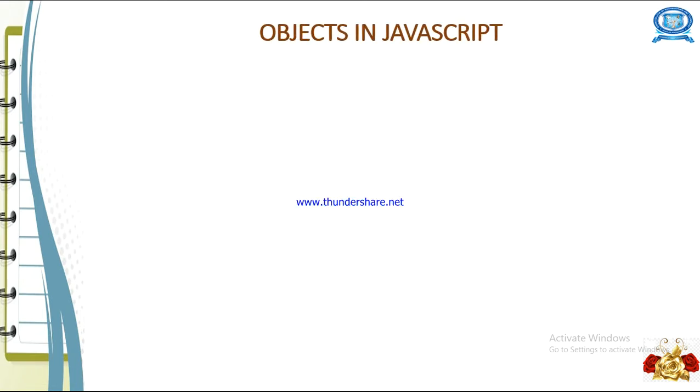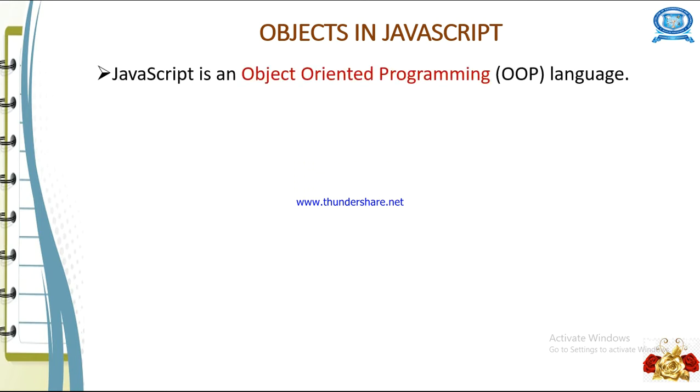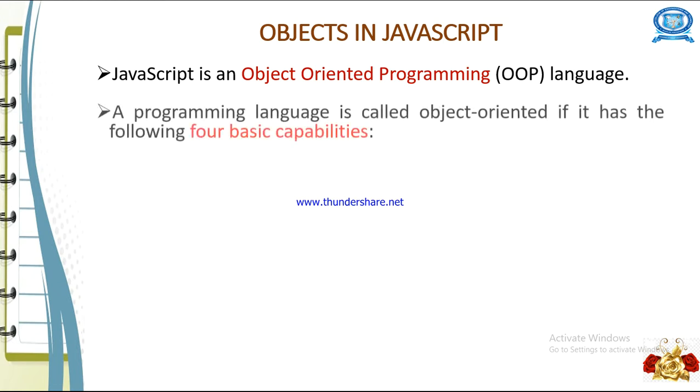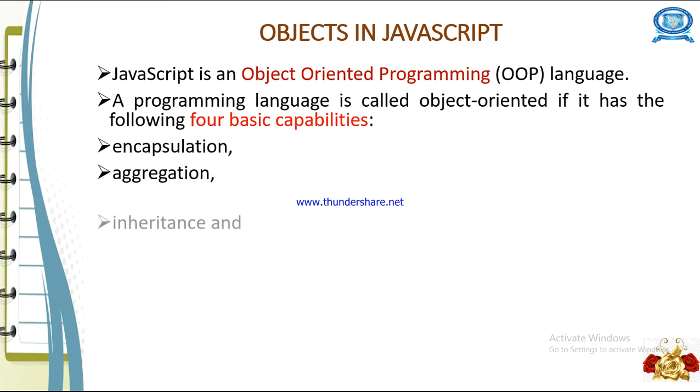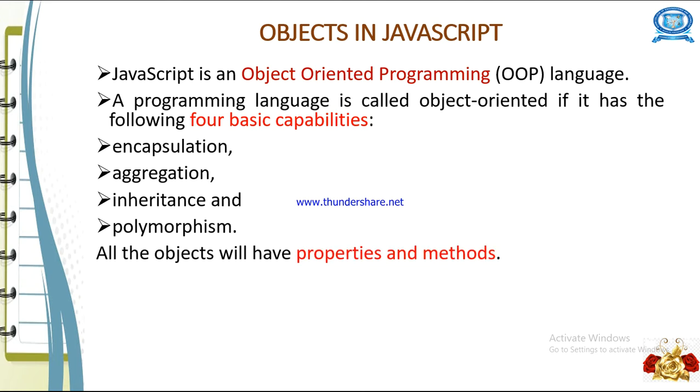So next, what is an object in JavaScript? Basically, JavaScript is an OOPS concept, an object-oriented programming concept. It is called object-oriented if it has the following four basic capabilities. All of you have heard about the object-oriented concept: encapsulation, aggregation, inheritance, polymorphism, etc. There are a lot of class functions, class objects like that.